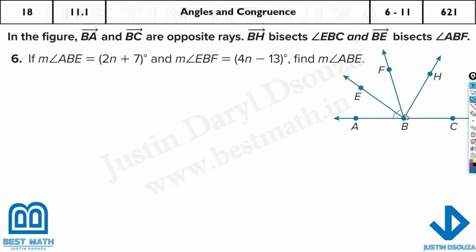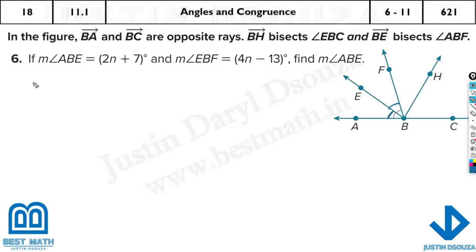And over here, BE is bisecting ABF. So EBA and EBF are equal. That's already mentioned. Measure ABE is given over here as 2n plus 7, and EBF is also given, but they're not in terms of values. It's not like 40 degrees or something. There is a variable in it. We need to find the measure of ABE. So basically we have to find this. But what do we know between these two? The relationship is that they both are equal or congruent to each other, right?